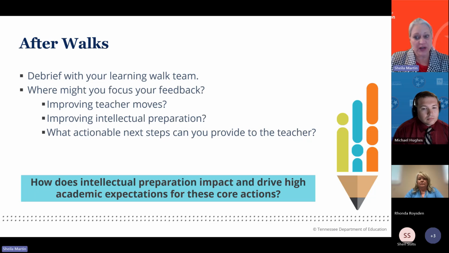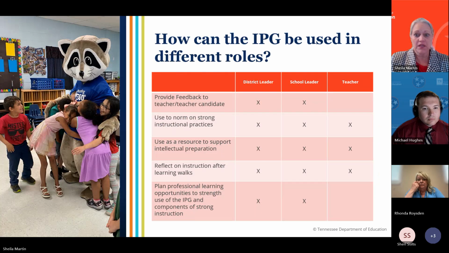Also consider how intellectual prep impacts and drives high academic expectations as represented in the core actions for all students. As we saw earlier, everyone can benefit from using this tool in a variety of ways. Leaders must develop a time to strengthen these practices among other leaders, all staff that serve students and teachers, including professional learning and dedicated time for intellectual prep to allow for effective collaboration, data analysis, student work analysis, and reflection using targeted feedback from learning walks, driving back to intellectual prep.